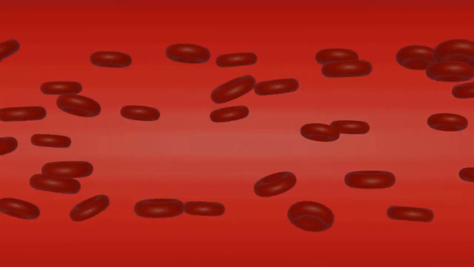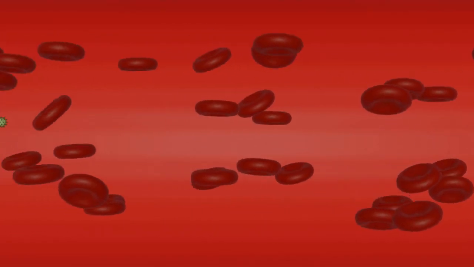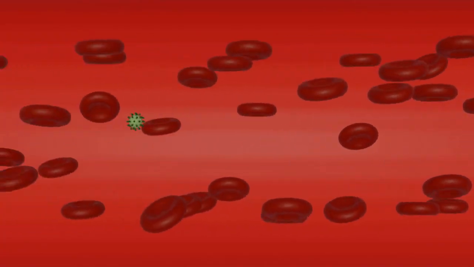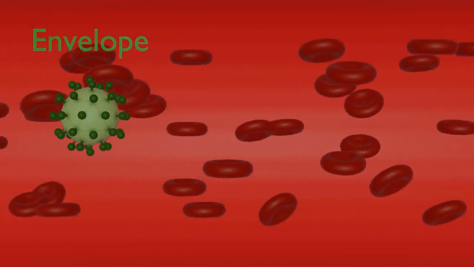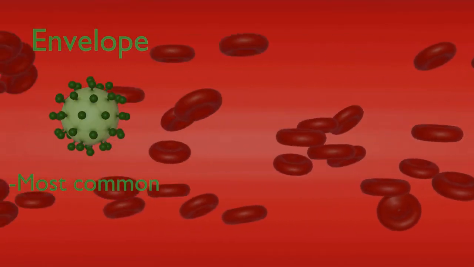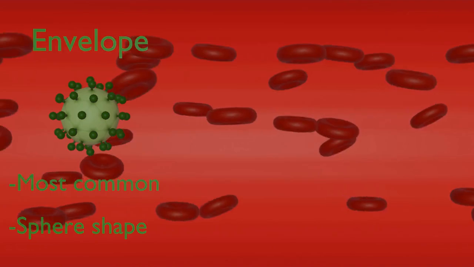By this point, the virus has probably entered your bloodstream and is searching for a host cell. Right now, there are 4 different virus types that you need to be worried about. The first viral type is known as the envelope. It is the most common and has a spherical shape.